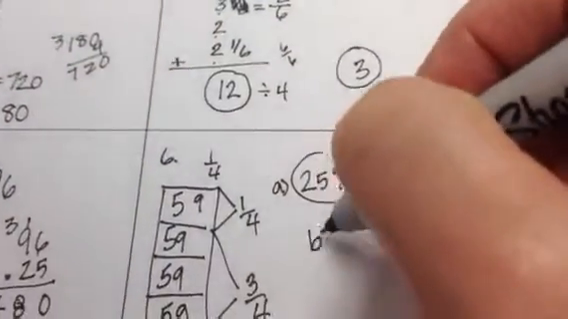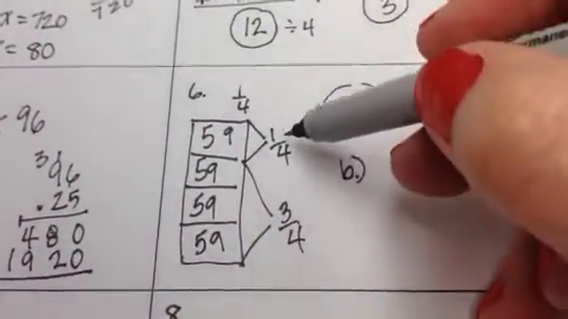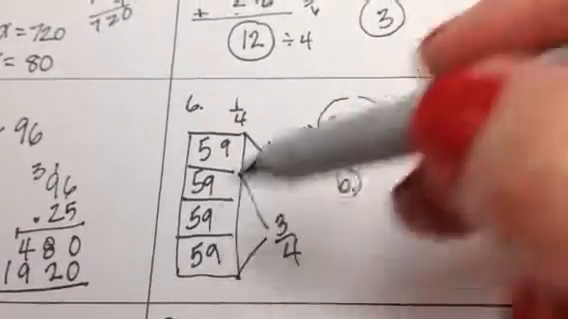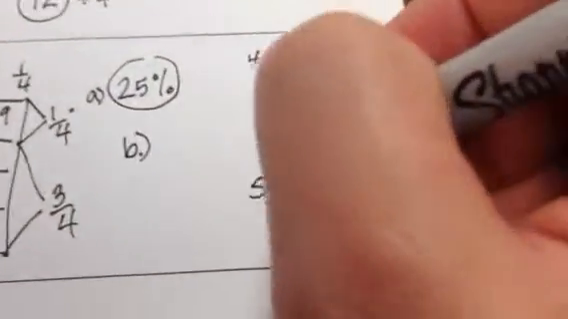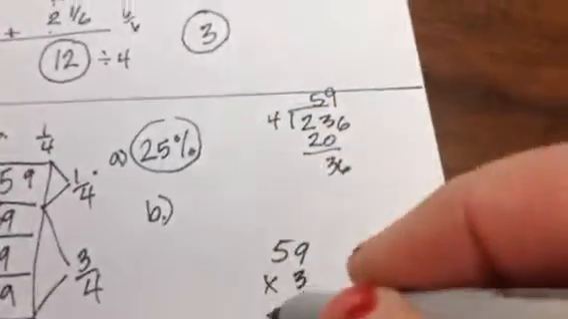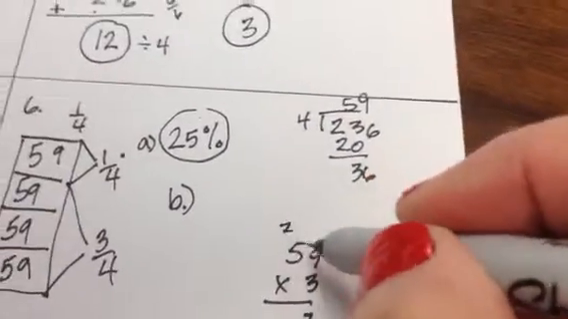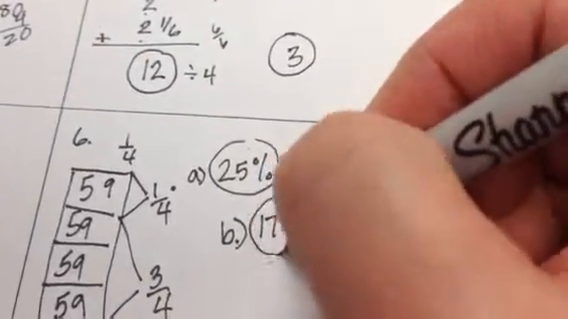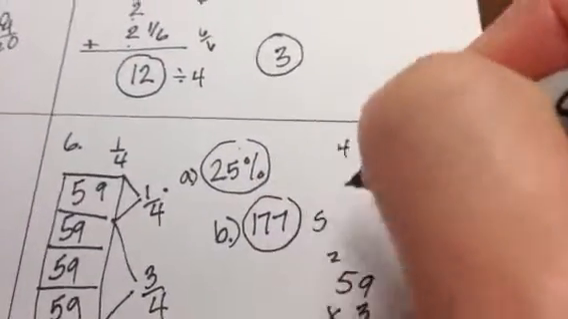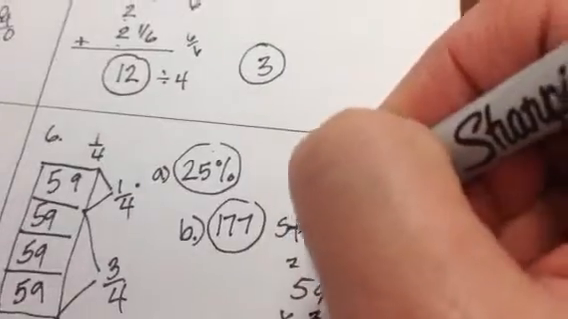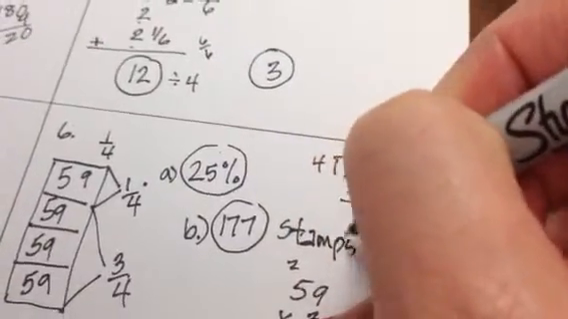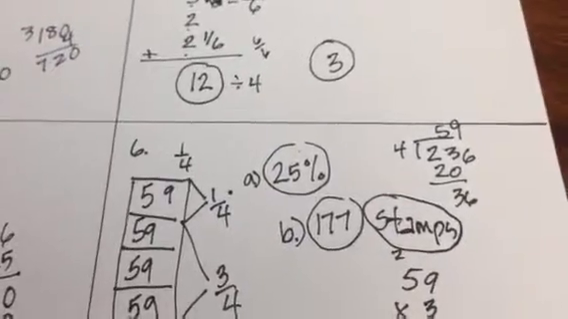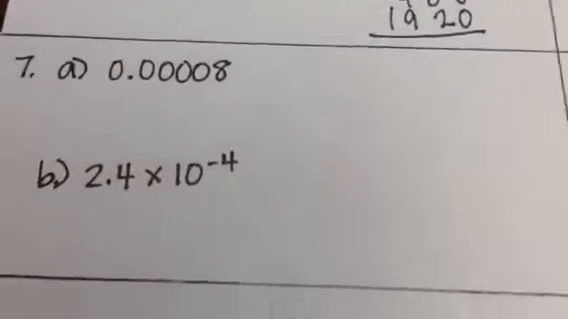And then B says, all right, he gave some away, right? He gave a quarter away. How many did he keep? Well, he kept 59, 59, 59. Well, let's do 59 times 3. You get a 7, you get a 2, you get 15, 16, 17. He kept 177 what? 177 stamps. Okay, 177 stamps.